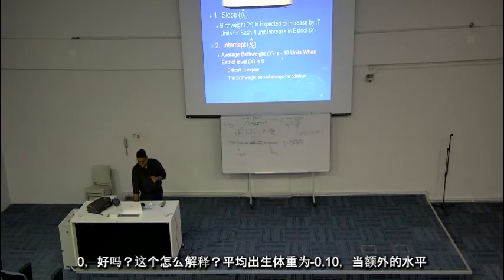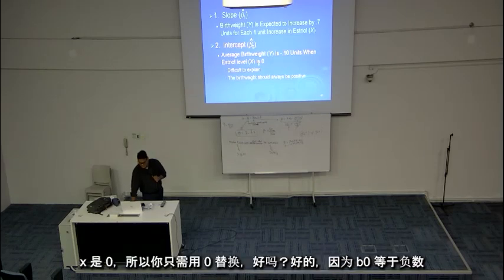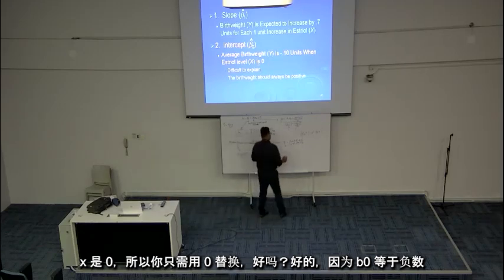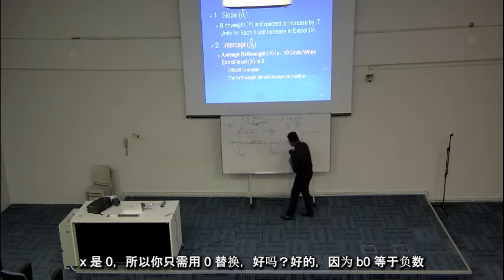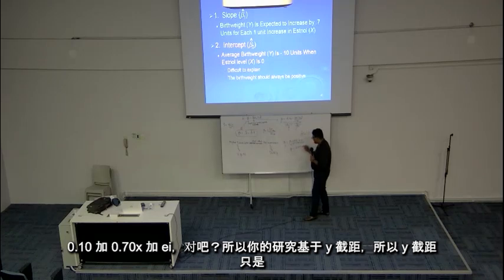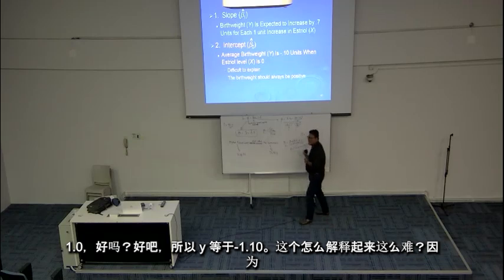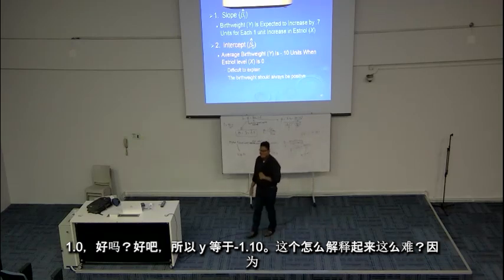Average birth weight is negative 0.10 when the x level is 0, so you just replace x with 0. Since B0 is equal to negative 0.10 plus 0.70x plus epsilon, we study based on the Y-intercept. The Y-intercept only happens when X is equal to 0, so you replace X with 0 here. So Y is equal to negative 0.10.